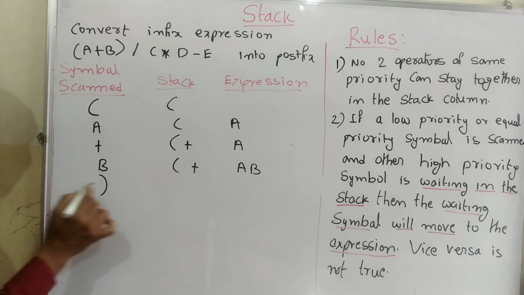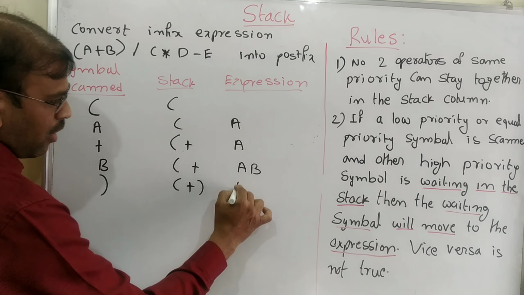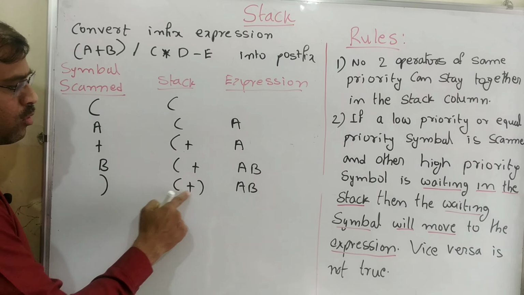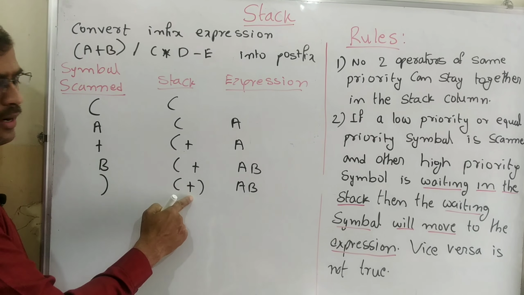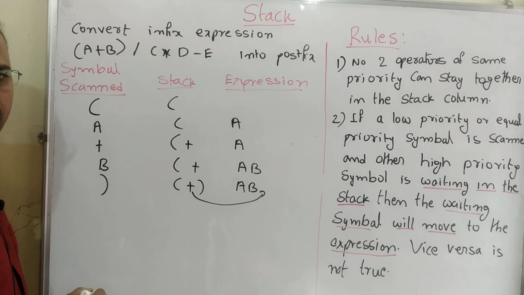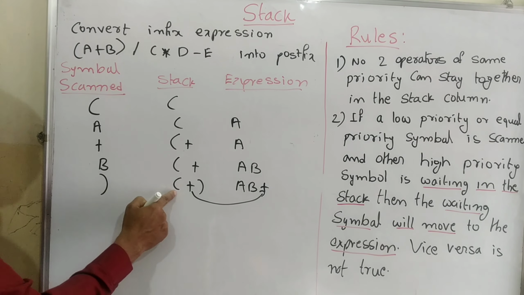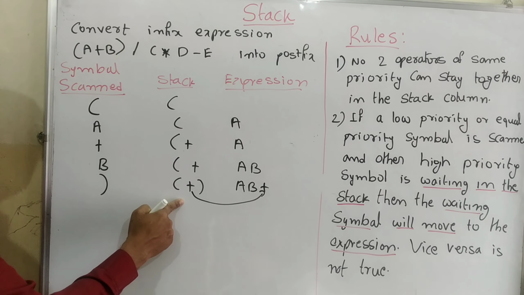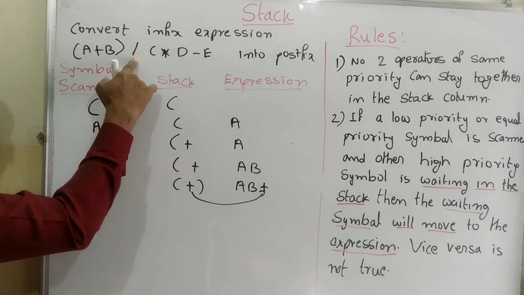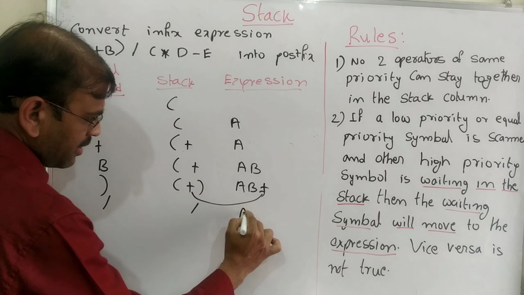The next one is the closing bracket. Plus and closing bracket. I have explained in the previous video that whenever a closing bracket comes, any operator within the bracket will be moved to the expression. When it moves to the expression, here we'll write the plus. Then the stack is going to be empty. Then take the next one. Next, what is the symbol there? Slash. So slash is going to be here.